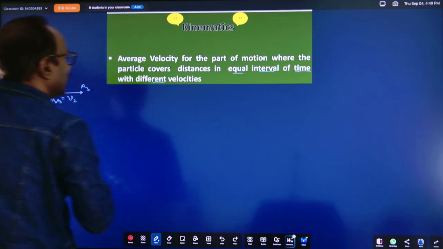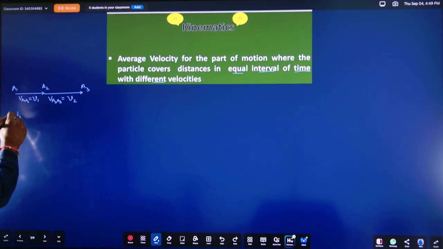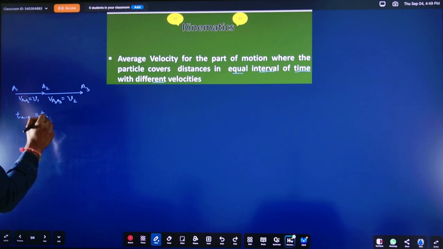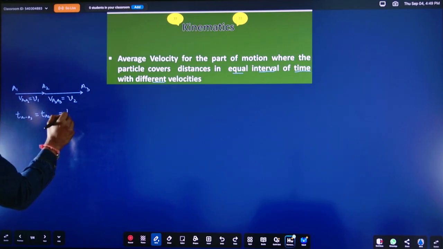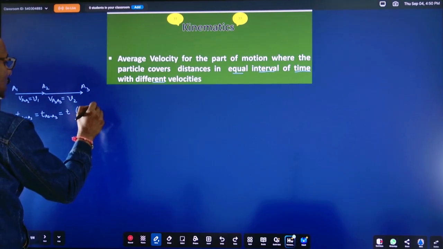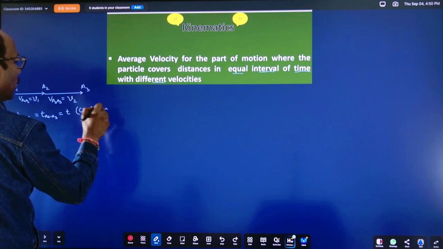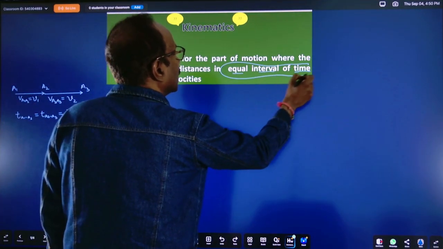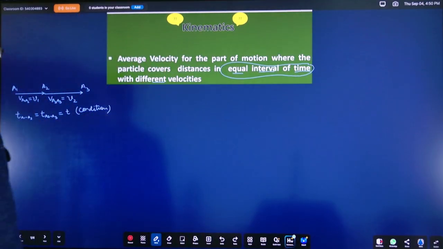Equal interval of time, it means time taken from A1 to A2 is equal to time taken from A2 to A3. Let us say that is T. This is our condition. Equal interval of time. This is your condition.